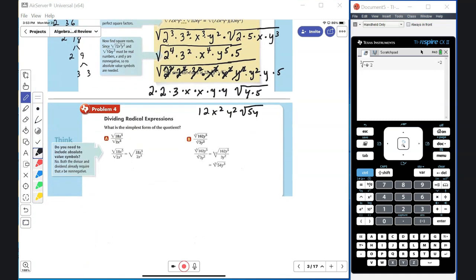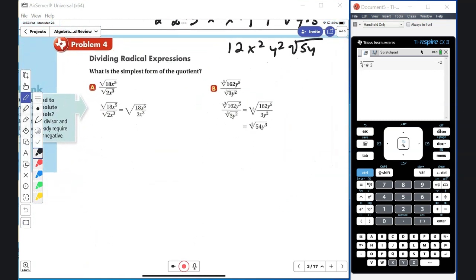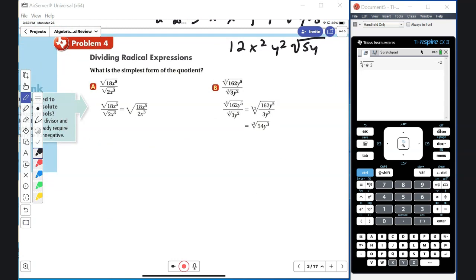Number 4, we're dividing radical expressions, and we have the square root of 18x to the fifth divided by 2x to the third. So we're going to simplify 18 divided by 2, and then x to the fifth divided by x to the third. 18 divided by 2 is 9. X to the fifth divided by x to the third is x to the second. So the square root of 9 is 3. The square root of x squared is x, so that's what it simplifies to.